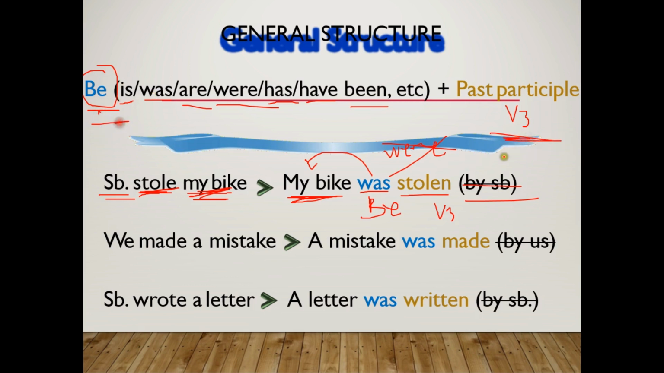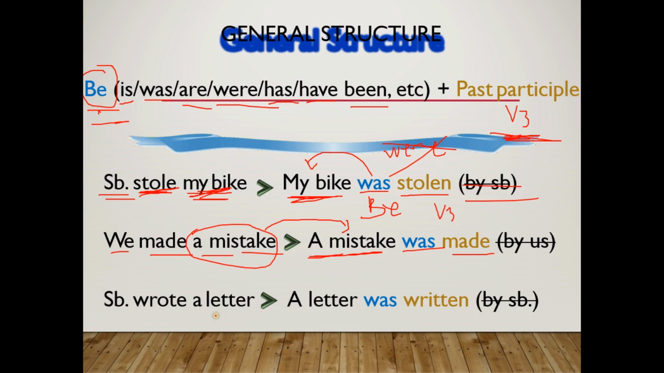Be, verb 3. Okay. Next, we made a mistake. We made a mistake. So here, a mistake, you move to be in front of the sentence. Remember, be must be was. Okay. Made, you have to use made. Okay, because you know verb 2, verb 3 is the same for made, made.